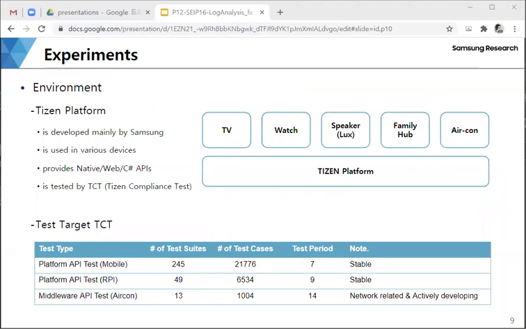Now I will explain some experimental results of our paper. We ran the experiments using the Kaizen platform, which is tested through a test tool called TCT. Among various test suites, we selected 3 TCTs as the experimental subjects. Note that the third one is actively being developed compared with the others and has a lot of network-related APIs.